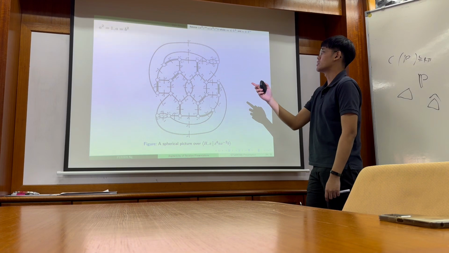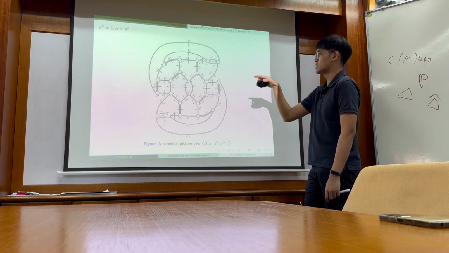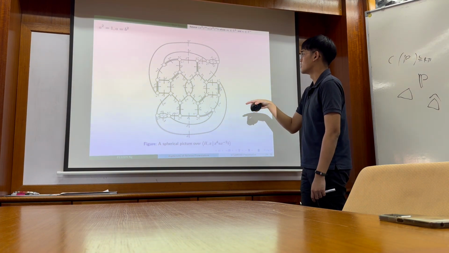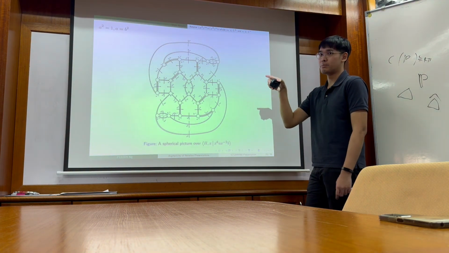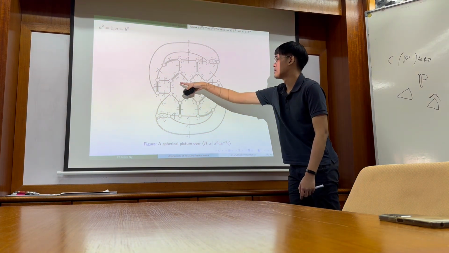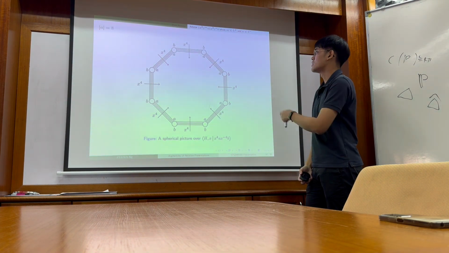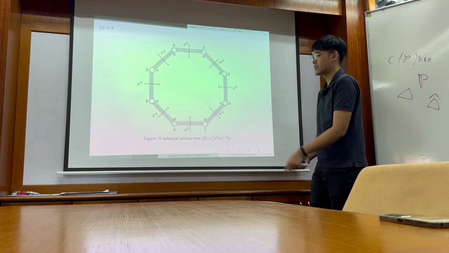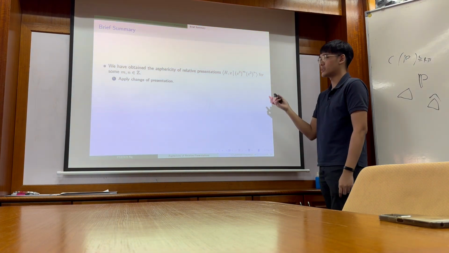So we have a squared equal to 1, a equal to b squared, which means that a b minus 2 is equal to 1. That one is given here, I think. Yeah, here. Also, this means that the order of b is equal to 4, and that one is given inside here. So this is the last one. We have an octagon because order 8. So we have obtained the stability of this relative presentation.